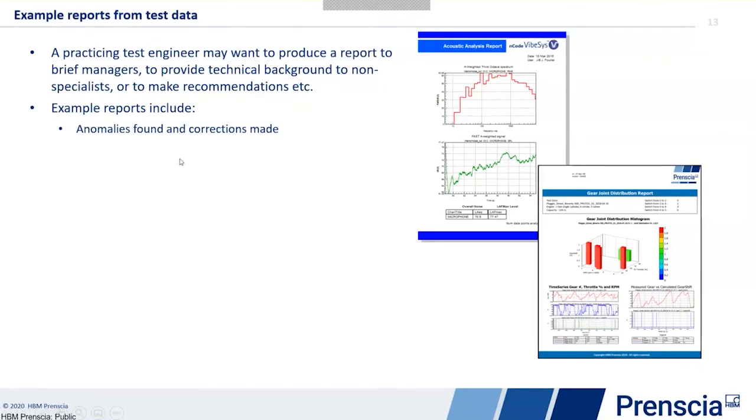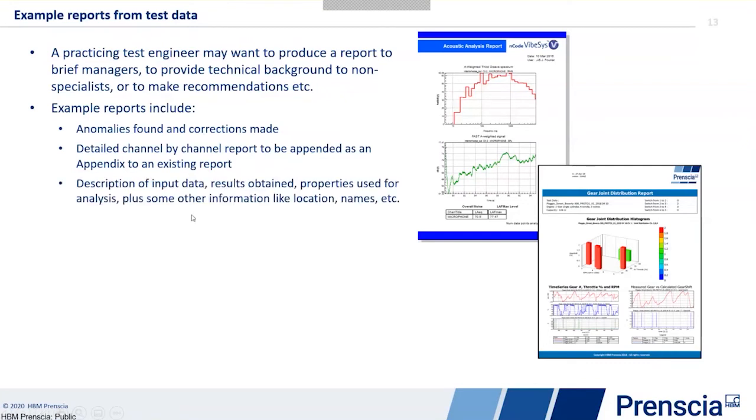So there are some kinds of example reports people are very much interested in: what kind of anomalies were found and how the corrections were made. So you can give what kind of procedure was followed to make the anomaly corrections and what the final report results were. So a detailed channel by channel report can be appended as an appendix to the existing one. This kind of report is mostly preferred by engineers.